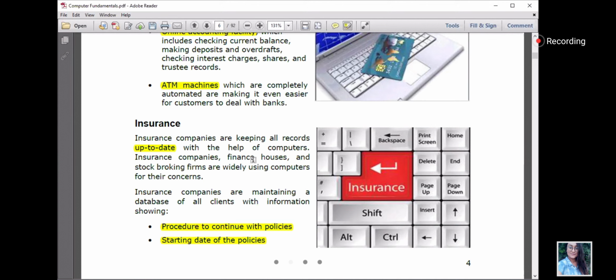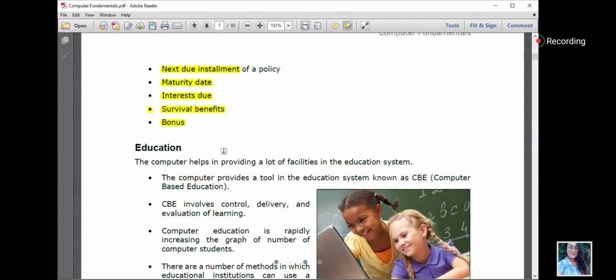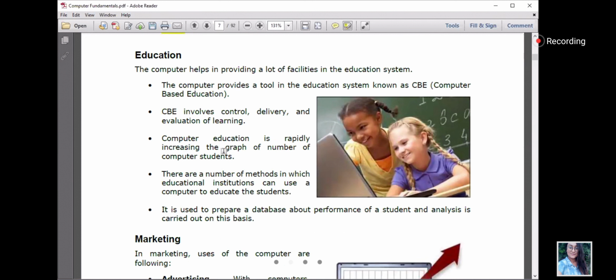So the insurance company actually pays for your surgery. Sometimes the money is not utilized by yourself, so it has an ending date, a maturity date. After 14 years or 12 years, the entire money will mature, and you can withdraw all your money with some benefits also, such as bonus and interest due. Everything is calculated there using the computer.